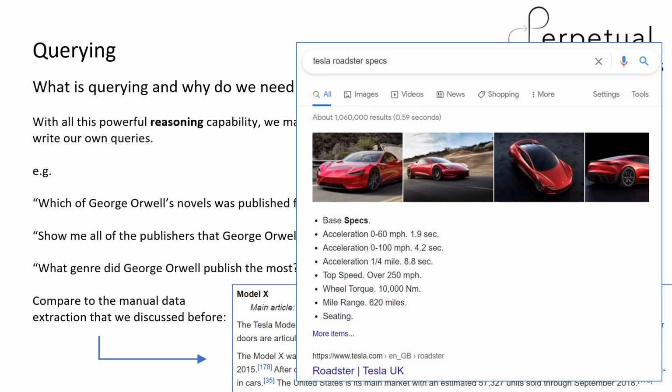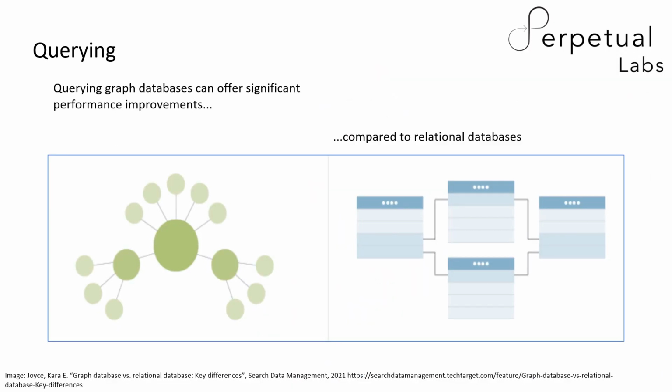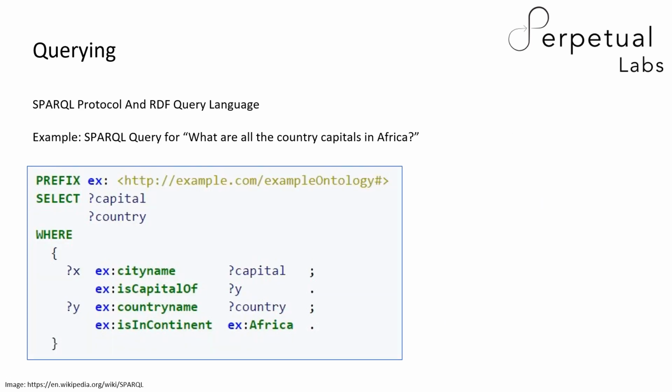In fact, the semantic web is already capable of this kind of relevant information extraction using this kind of query. Furthermore, the querying of graph databases is significantly more efficient in terms of time than querying of relational databases. An example of what this kind of query might look like is provided here. It is written using SPARQL, a widely used query language, and it asks an example geography ontology, what are all of the country capitals in Africa?